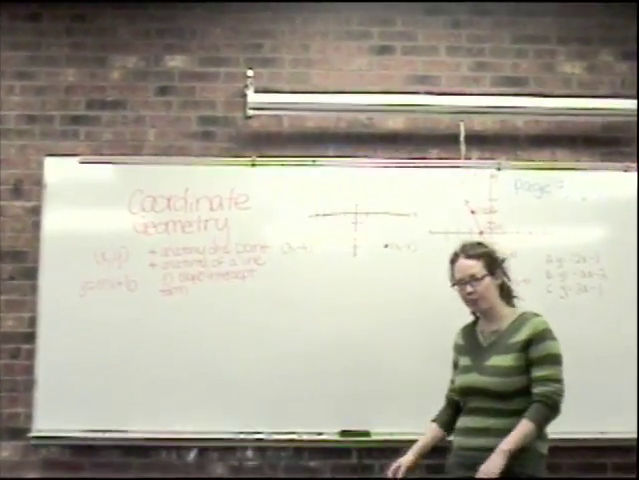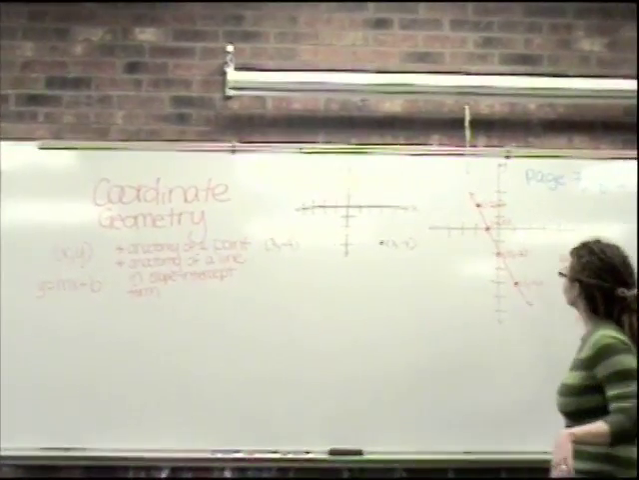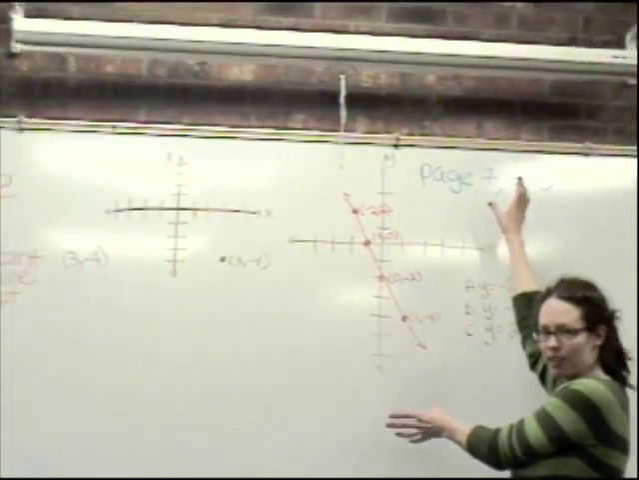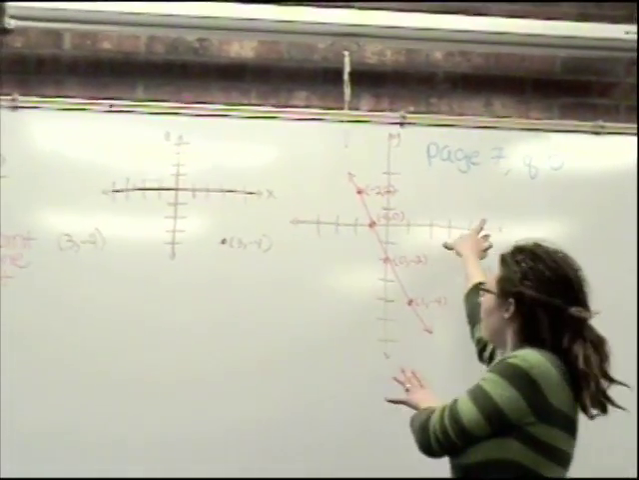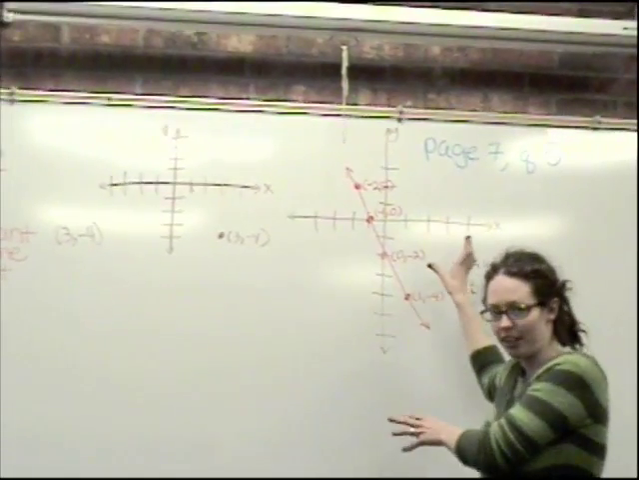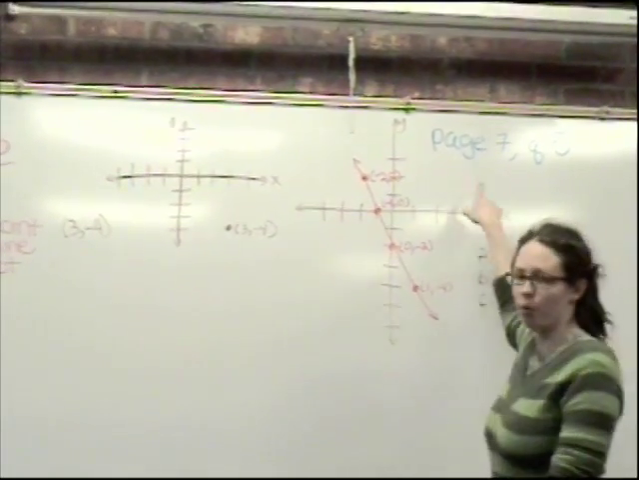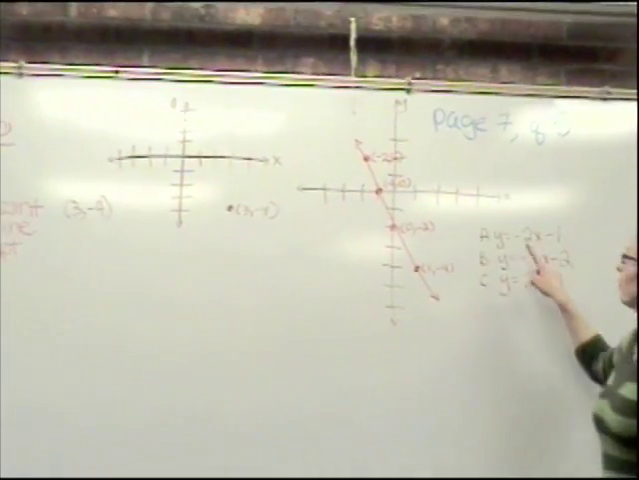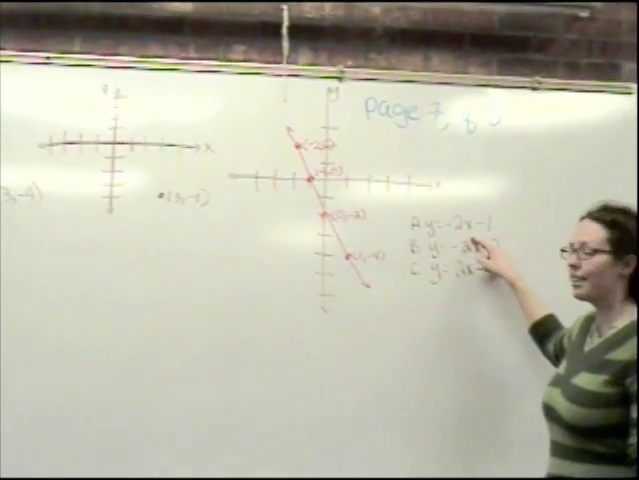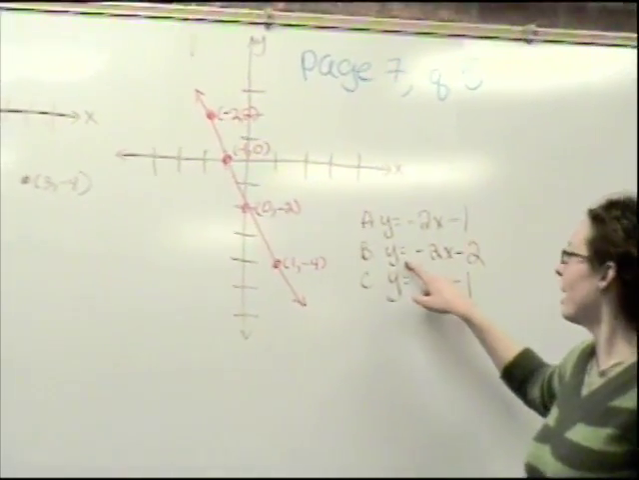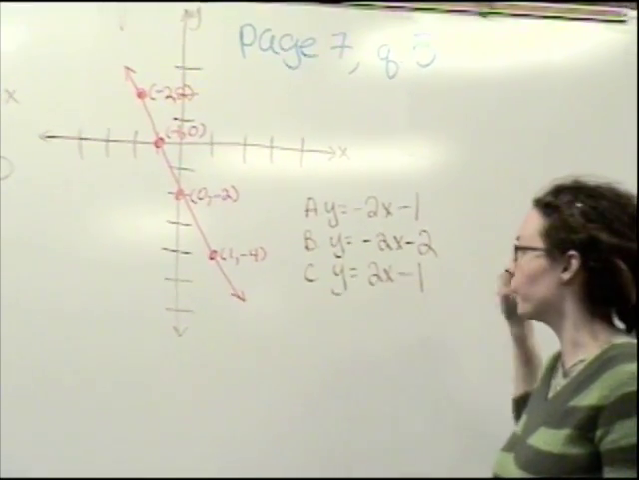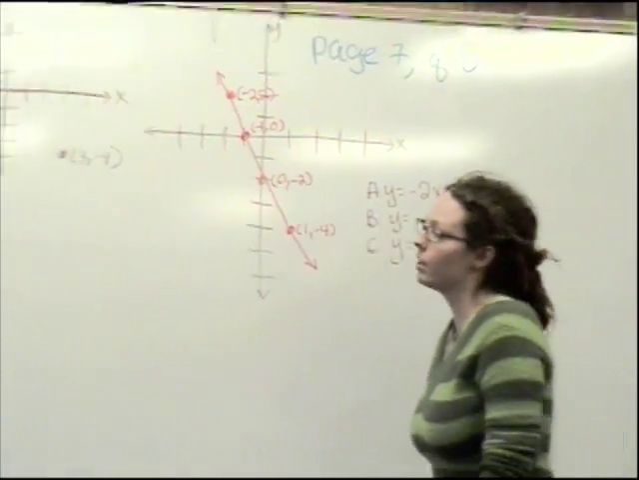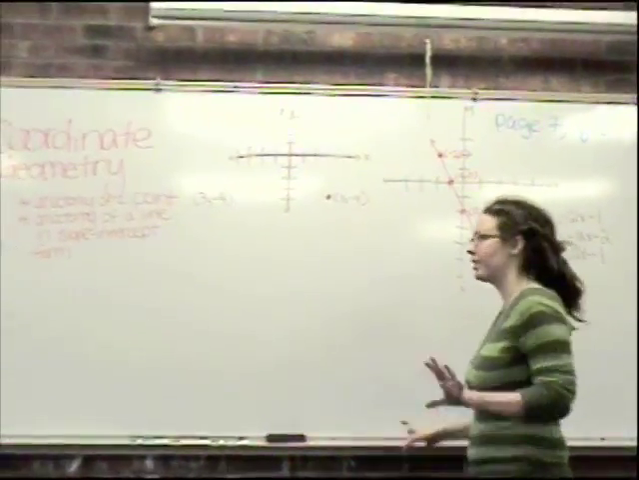So for instance, if you flip your books to page 7, question 5, you'll see a format that looks like this, where they ask you what is the equation for this line on the coordinates of this plane right here, okay? So you're given y equals negative 2x minus 1, y equals negative 2x minus 2, and y equals 2x minus 1, okay?